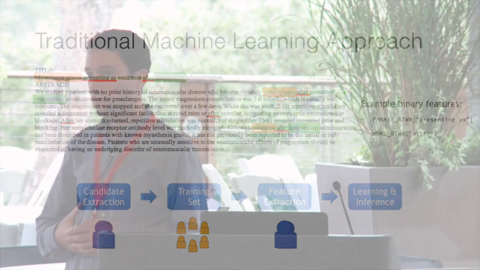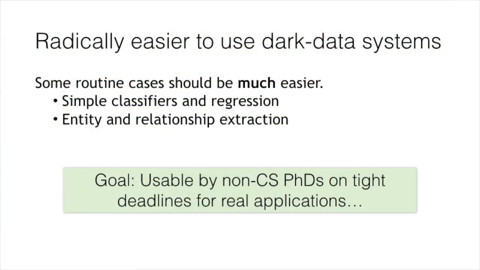So this is sort of what it looked like for a long time and what we're trying to move on from. And we think that we can make radically easier to use dark data systems, first of all, by using the methods that I was going over at a high level, and also by focusing on core use cases, which is part of why we're so excited to work with you guys to help define that. And our stretch goal is to make this usable by non-CS PhDs on very tight deadlines with very real applications. And we're having some progress there, so we're very excited about that.